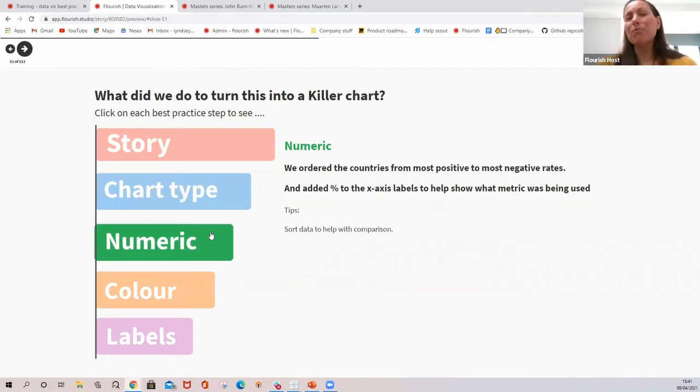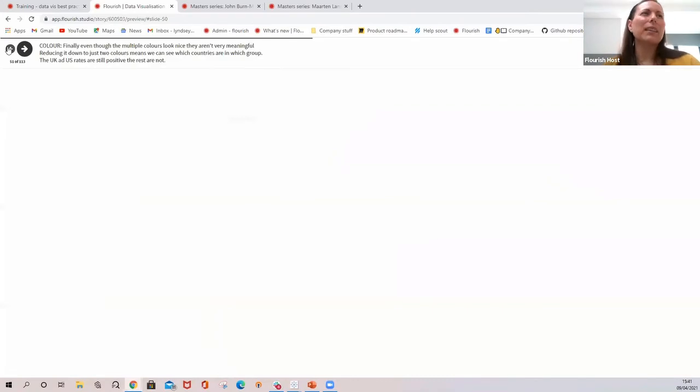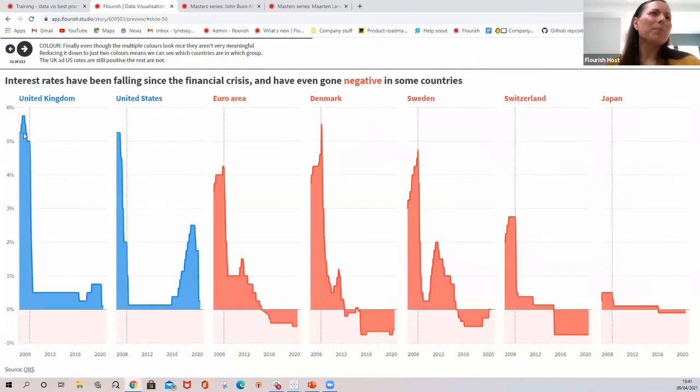Metrics, I didn't really talk about metrics, but we did order the countries from the ones that are still positive interest rates, starting with the highest interest rates, and just little things. I didn't point this out in the actual chart, but we put a percent, so I will just show you that, because people don't do that, and it really is helpful to put the actual symbol in the chart. So a percentage symbol here, or if it's pounds or billions, having it actually next to the number is very helpful for a reader.